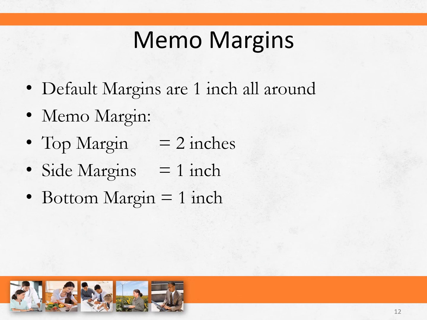So again, the default margins for Word are 1 inch all the way around. So we need to change the top to 2 inches, and we'll leave the side and bottom margins at 1 inch, which are also the default.